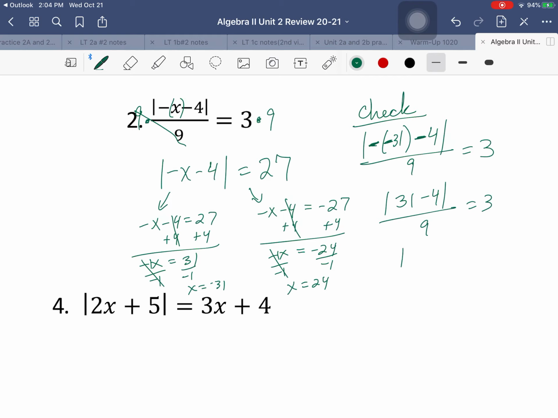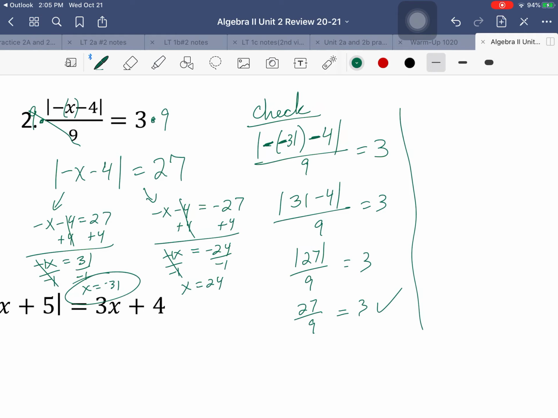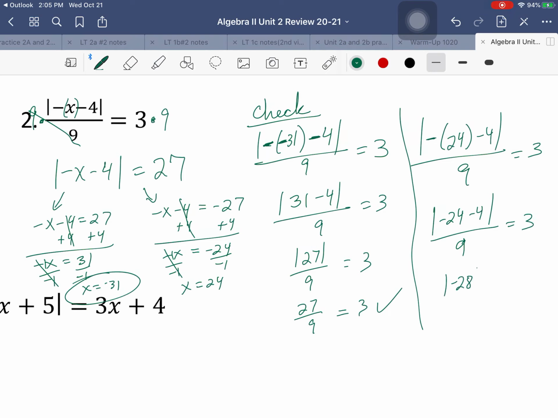31 minus 4 is 27. Absolute value of 27 is 27. 27 divided by 9 is 3, so that works. So negative 31 works. And check 24. Opposite of positive 24, negative 24. Negative 24 minus 4 is a negative 28.